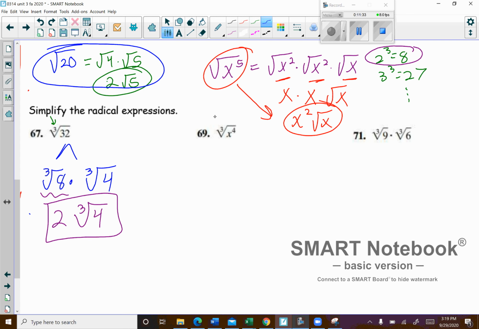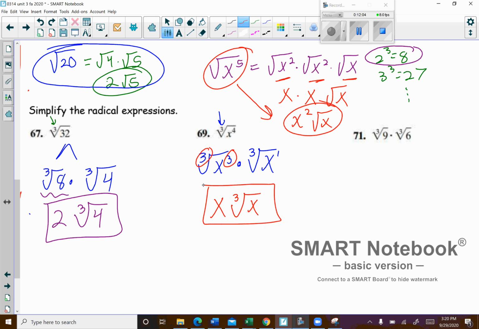The difference now is we have an index of 3. So I need my exponents to be powers of 3. What I'm going to do here is break this up into the cube root of x cubed. So I'm taking 3 of the 4, and that will leave 1 left all by itself over here. So it has an understood power of 1. Now this cube root will nullify the cube power, so that'll just be x. And then we'll have the cube root of x right here, and that's your answer. That's what we're looking at.